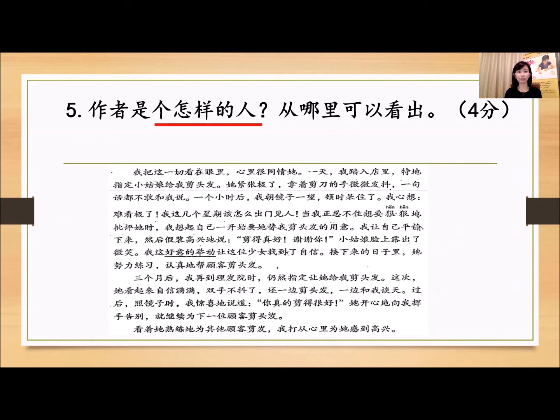So, before you answer, let me explain to you. When the question is asking you for 怎么样的人, we need to know that we're asking about the personality.